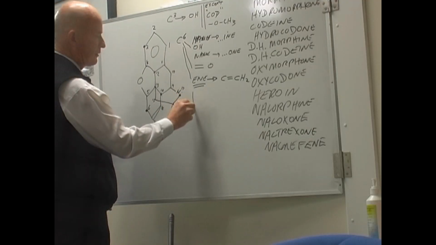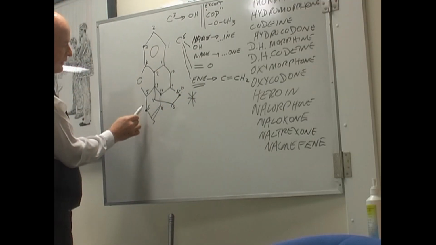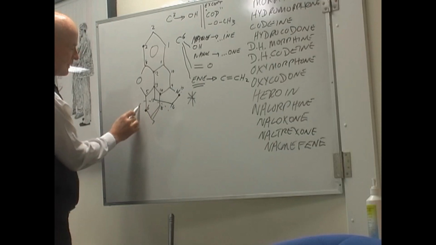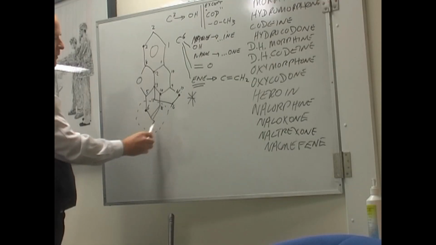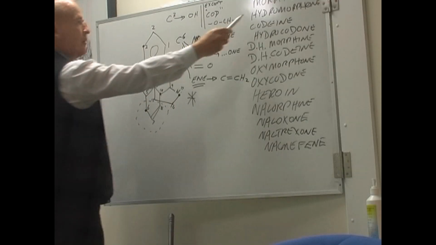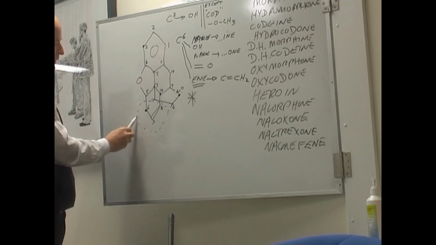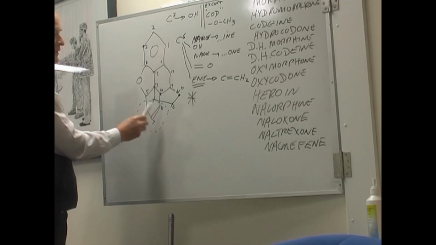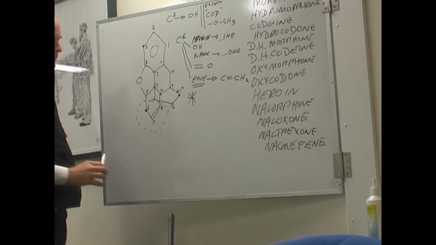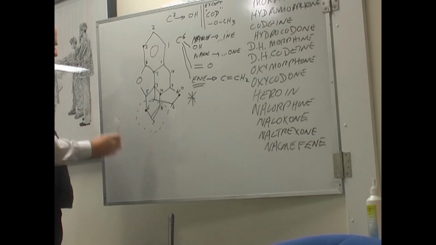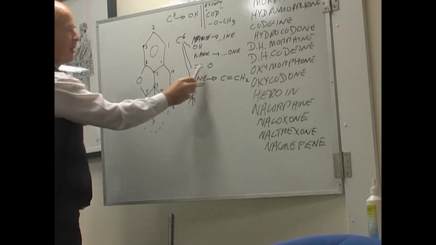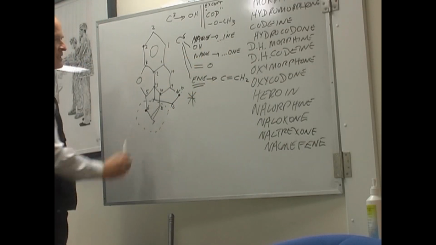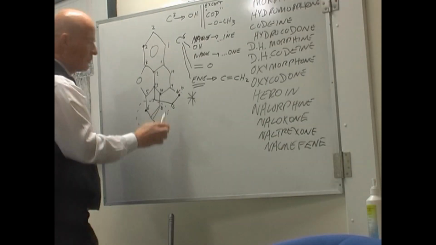Another point of note: if you look at this part here, you can only have a maximum of one double bond. So if you have a double bond O here because you've got hydromorphone, you'll lose the double bond between 7 and 8. So you can have a maximum of one double bond in this part at the bottom of the molecule, you can have none, but you cannot have more than one. So whenever you have a double bond O or a double bond CH2, you lose a double bond between 7 and 8.